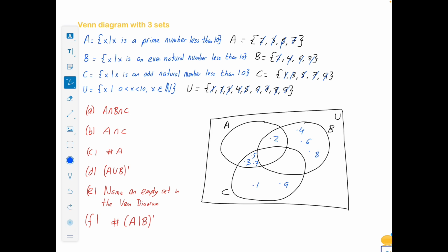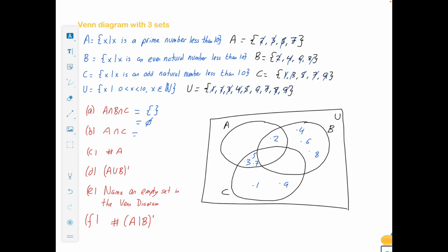So the first one here, A intersection B intersection C. What they're talking about here is this section, the intersection of all 3 sets. There's actually nothing in there. So if you remember from earlier, we had our symbol for our null set, which looks like that. You could also write that they mean the same thing.